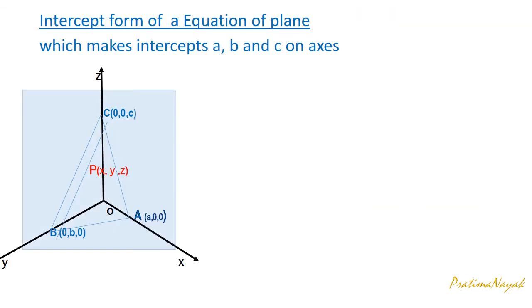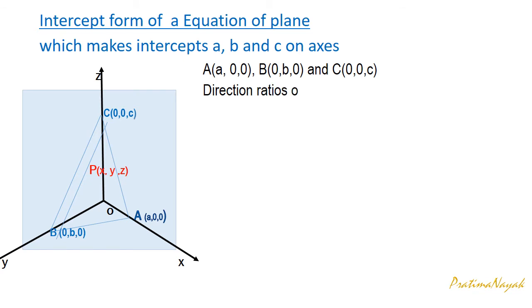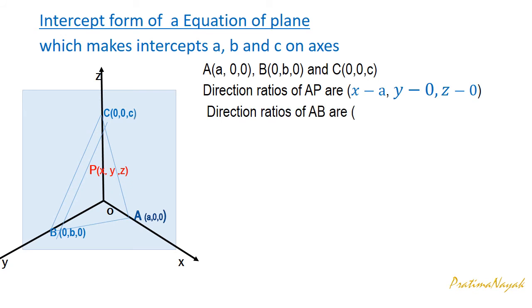We will find the equation of a plane when its intercepts are given on the axes as a, b and c. So the plane is passing through the point A whose coordinates are a, 0, 0, and it is passing through B whose coordinates are 0, b, 0, and it is passing through C whose coordinates are 0, 0, c. So direction ratios of AP are x minus a, y minus 0 and z minus 0. Direction ratios of AB are 0 minus a, b minus 0 and 0 minus 0.